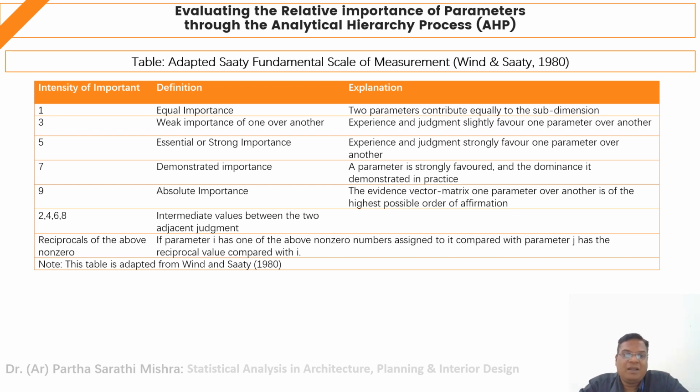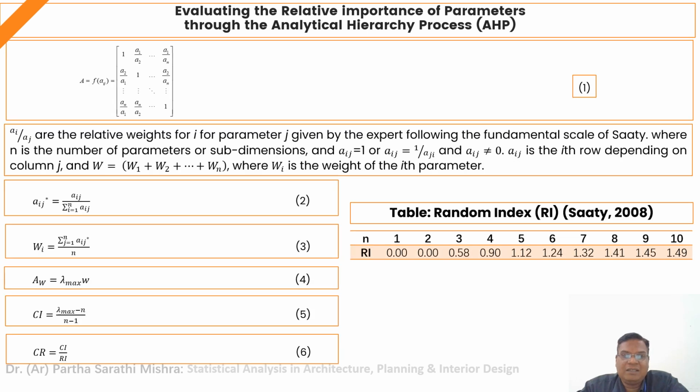Reciprocal of the above non-zero: if parameter i has one of the above non-zero numbers assigned to it when compared with parameter j, then j has the reciprocal value when compared with i. For example, a is 3 times more important than b. So obviously we can say b is 1 by 3 times as important as a. That is the case. And this is the mathematical calculation step.